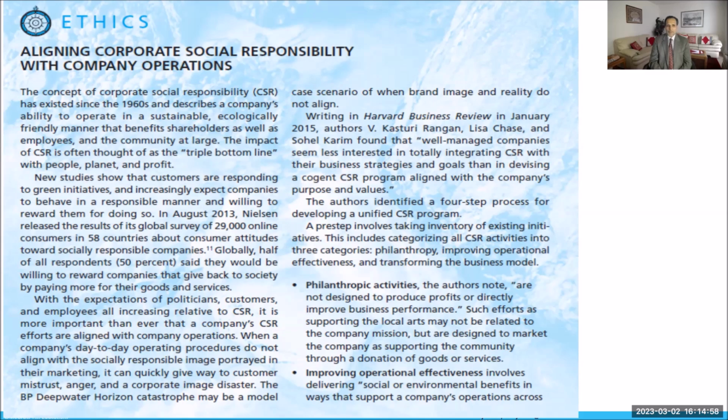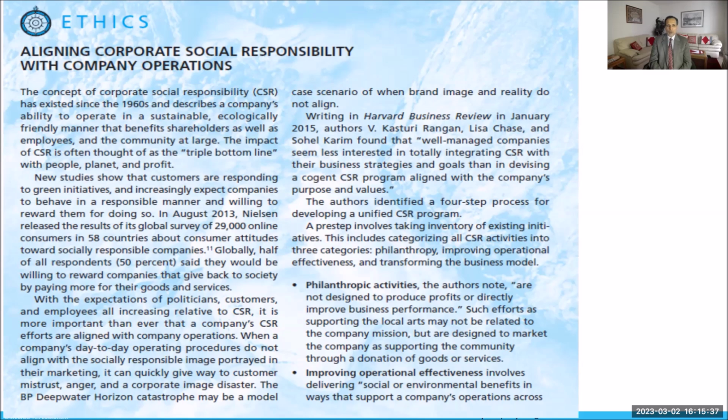With the expectations of politicians, customers, and employees all increasing relative to corporate social responsibility, it is more important than ever before that a company's corporate social responsibility efforts are aligned with the company operations locally, nationally, and internationally. When a company's day-to-day operating procedures do not align with the socially responsible image that is portrayed in their marketing, it can quickly give way to customer mistrust, to anger, and even to corporate image disaster.